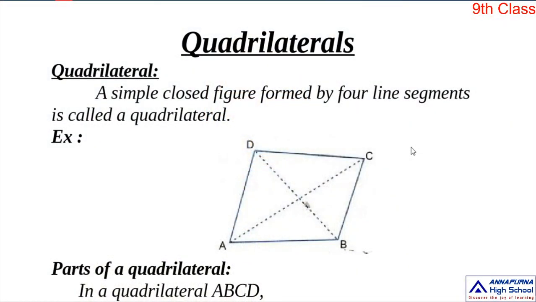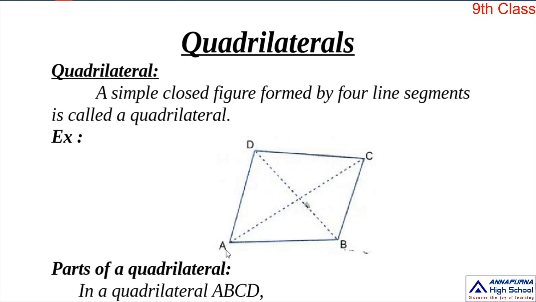Now in this video we are going to discuss the new concept, quadrilaterals. First, what is the definition of quadrilateral? A simple closed figure formed by four line segments is called a quadrilateral.